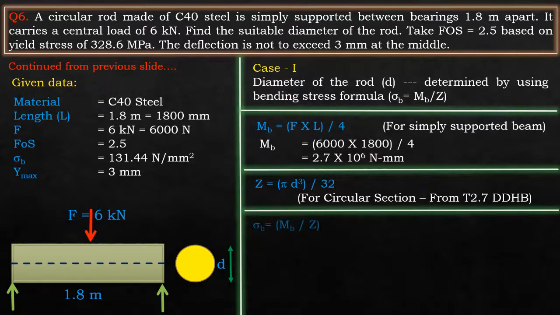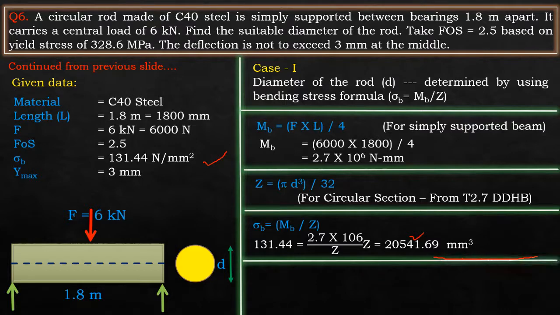So we'll start calculating the values. The sigma b value is 131.44 Newton per mm square, and we have already calculated the bending moment as 2.7 into 10 power of 6 Newton mm, and we'll be finding the value of Z. By using the equation Z is equal to pi d cube by 32, we'll also determine the value of diameter. So this diameter is obtained by considering the bending stress formula.